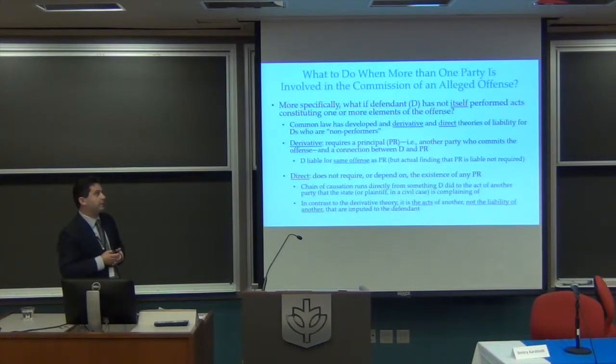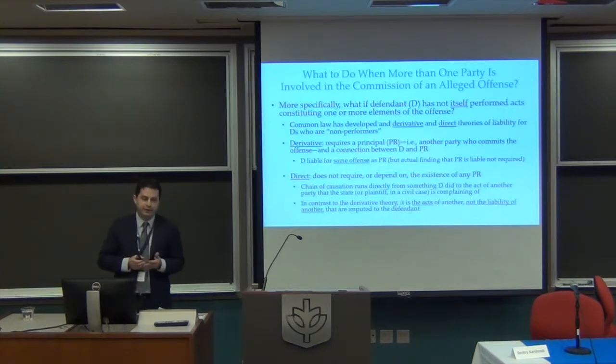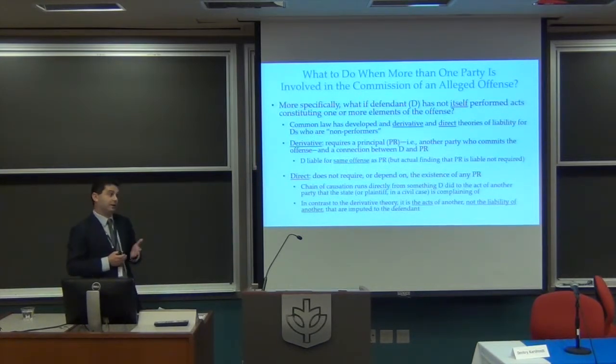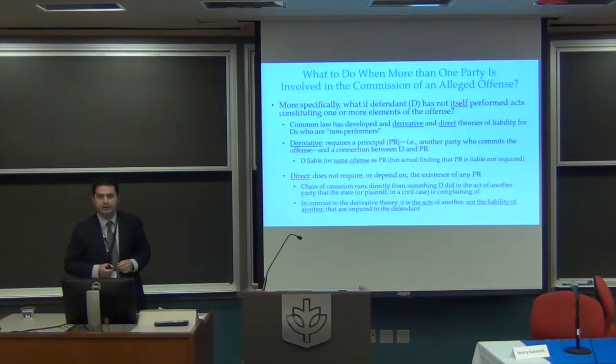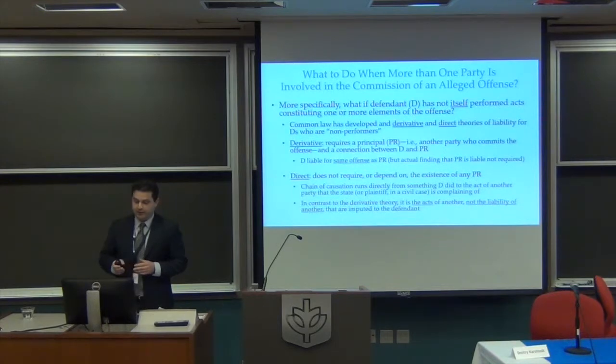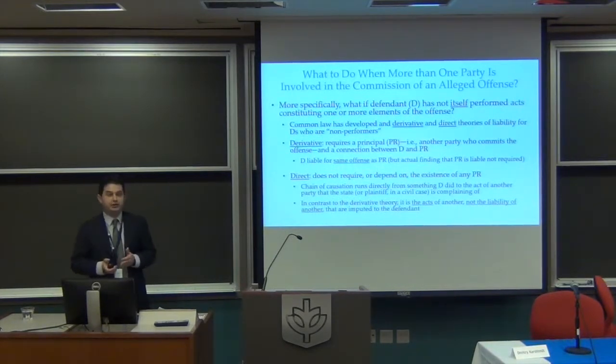So derivative requires a principal, another party who commits the offense, and some connection between the defendant and the principal. And the Supreme Court decision in Limelight v. Akamai reinforced this idea that there has to be an infringement, some principal party infringing. I should say that D has to be liable for the same offense, but an actual finding that the principal is liable, a judicial determination, is not required.